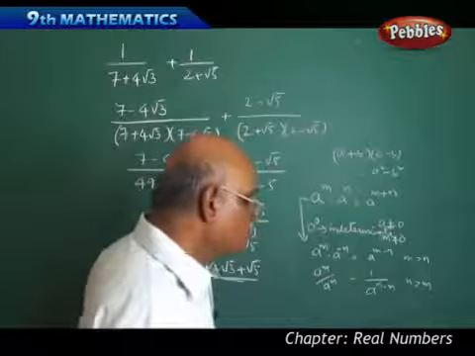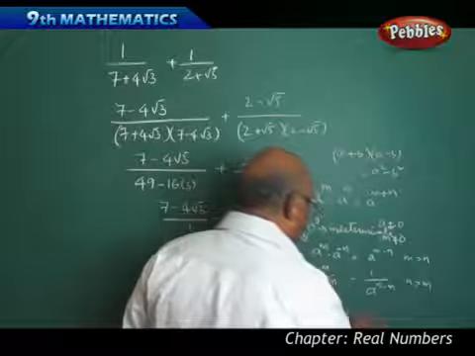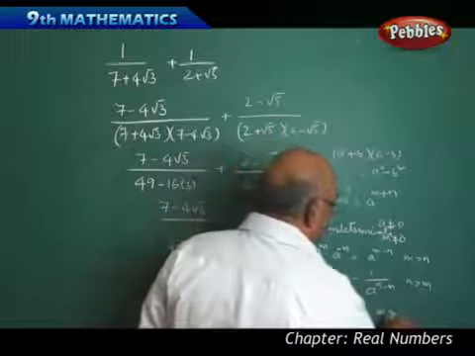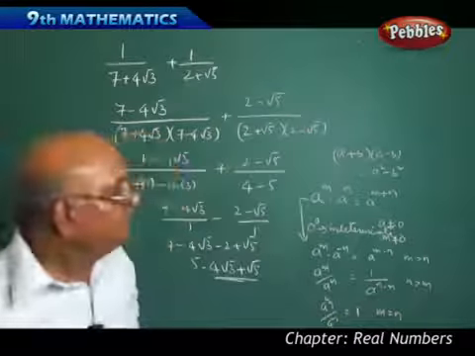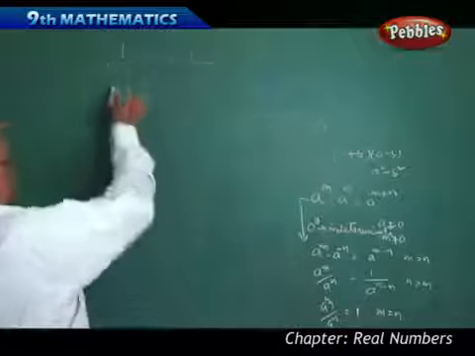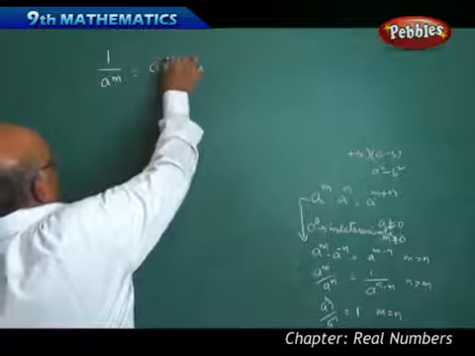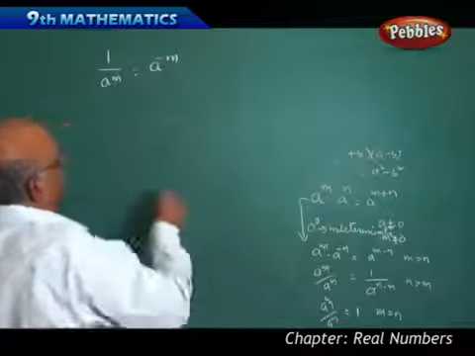Now, a to the power of m by a to the power of n is equal to 1 only when m is equal to n. In the same manner, we can think in this way. If I take 1 by a to the power of m, this I can write in the form of a to the power of minus m.